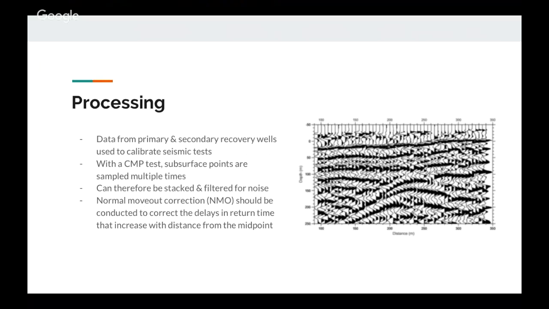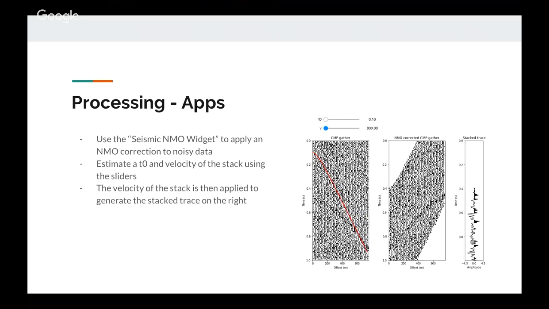In terms of processing, we know that there's a lot of noisy data that can occur. But fortunately for our common midpoint gather survey, we have a lot of multiple survey points, so we should be able to stack and filter to correct for that noise. And for the common midpoint, the main form of processing you're going to do is the NMO correction, and there is an app for that.